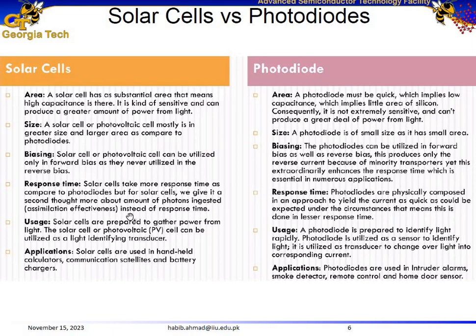In solar cells, we don't really care about the response time, but in photodetectors, we do care about the response time. We would like to have smaller response time or higher speed for photodetectors. The applications of solar cells are calculators, communication satellites, battery chargers, and a lot of other applications, while the applications of photodetectors are intruder alarms, smoke detectors, remote controls, home door sensors, fire alarms, and a lot of other applications like that.